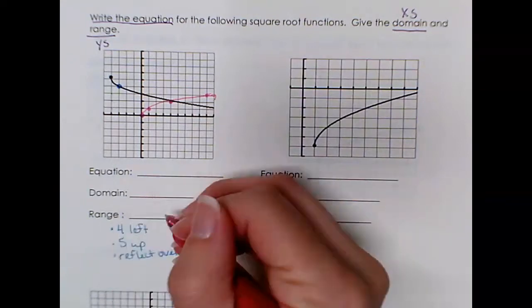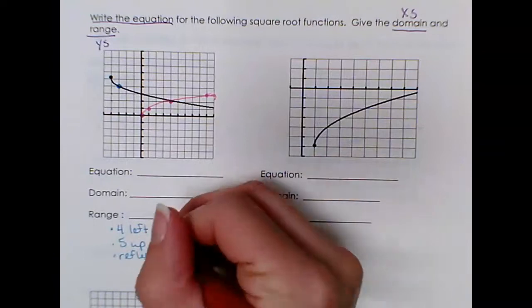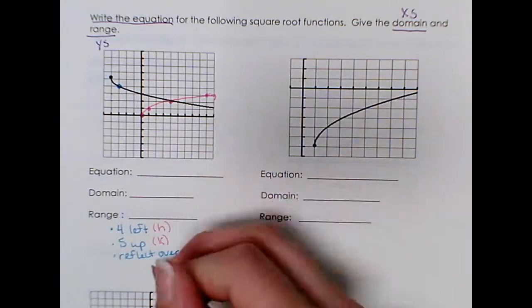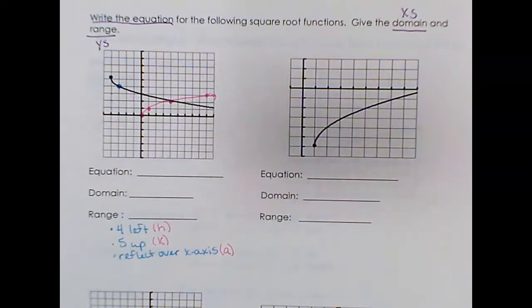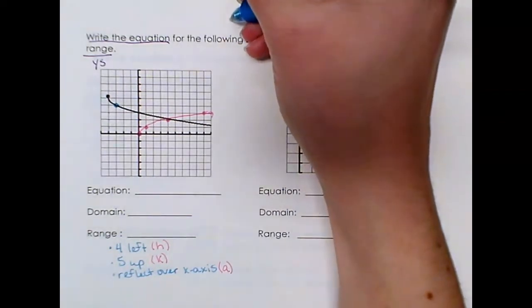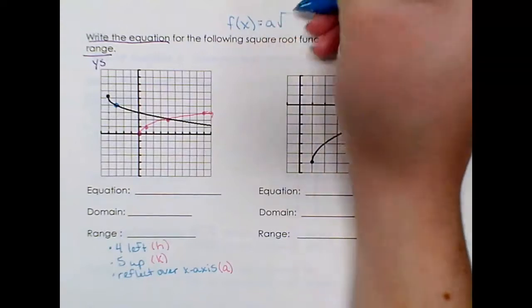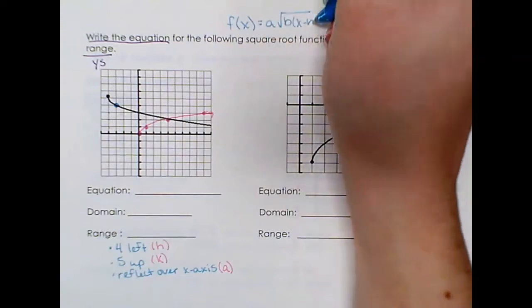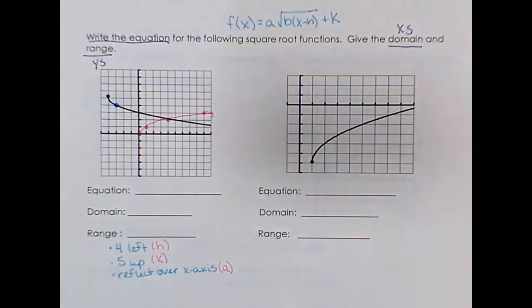So this shift left 4 is an h change. This shift up 5 is a k change. And the reflection over the x-axis is an a change. So all of those are going to appear in our transformation format, f of x equals a square root of b times (x minus h) plus k. So they're going to appear in there.